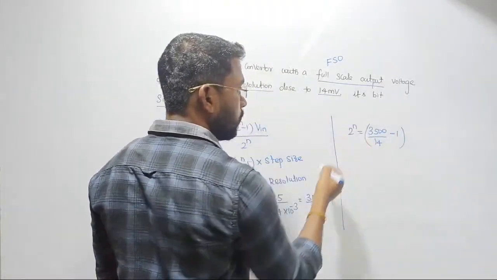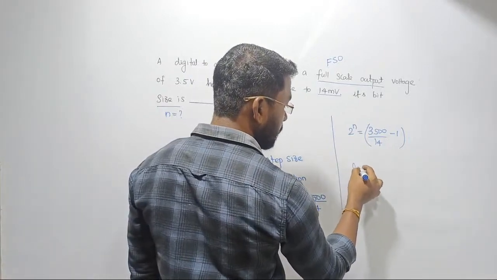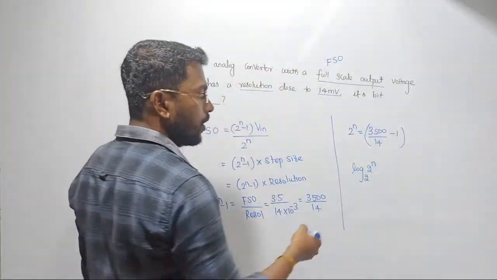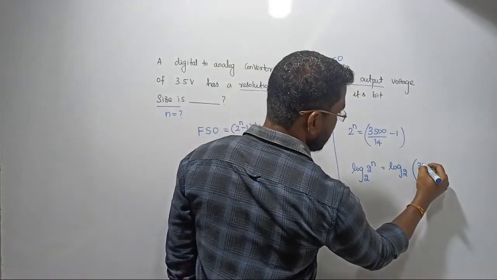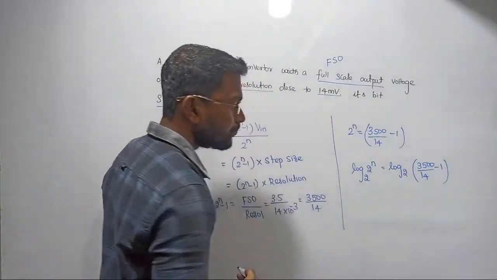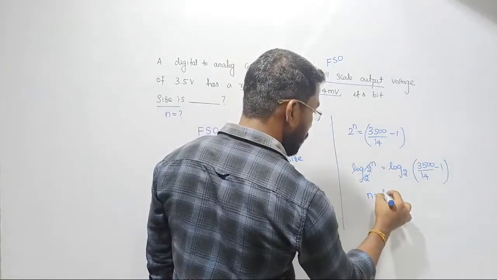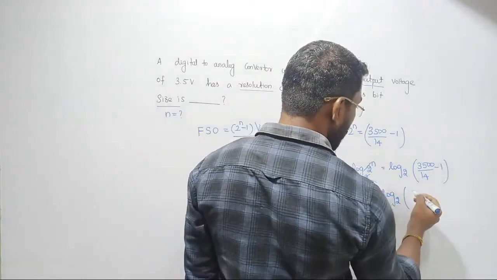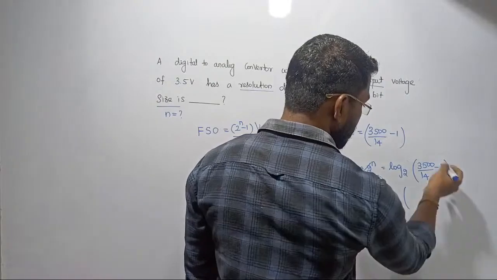Now I am in need of the number of bits. If you want to know the number of bits, then just take log on both sides with the base 2, such that log base 2 of 2 power n, and here also we are going to consider log base 2 with the data of, just take your calculator and proceed, 3500 upon 14 minus 1. Now this 2 gets cancelled out, so n will be equal to log base 2 of 3500 upon 14 minus 1. You please just reduce this function, right.